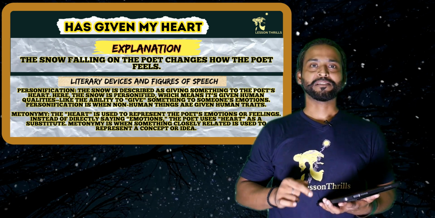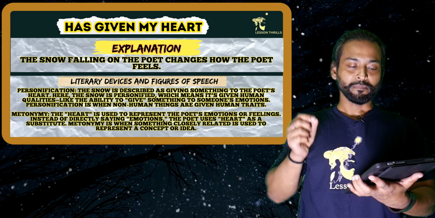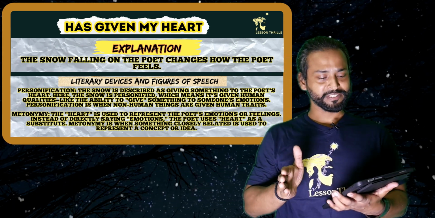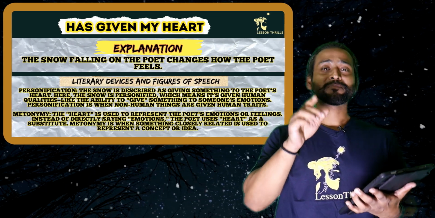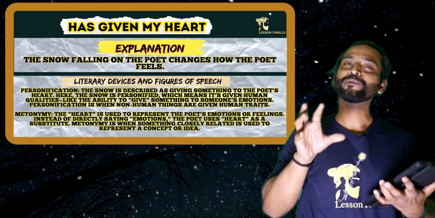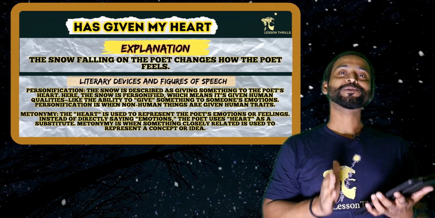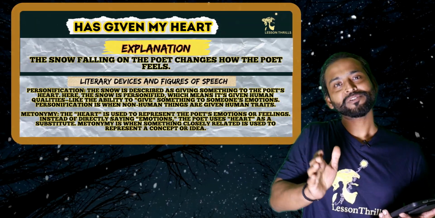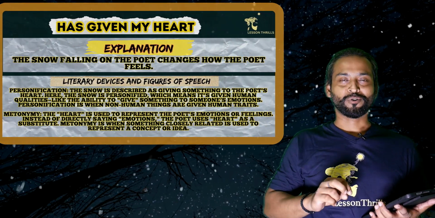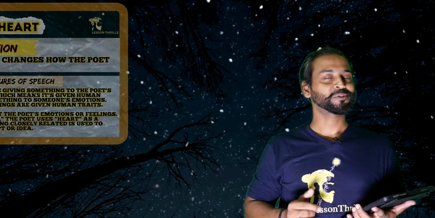Another poetic device is used, and that is metonymy. Metonymy is the substitution. For example, here it says "has given my heart." Here the word heart has been used, but here heart means the emotions of the poet. So when something is used to mention something else, it's called metonymy. So here heart has been used as metonymy.